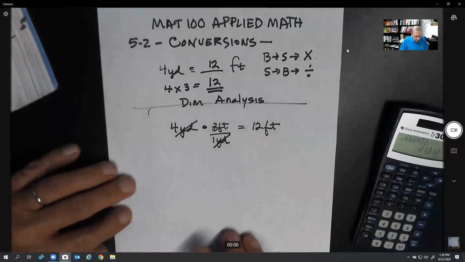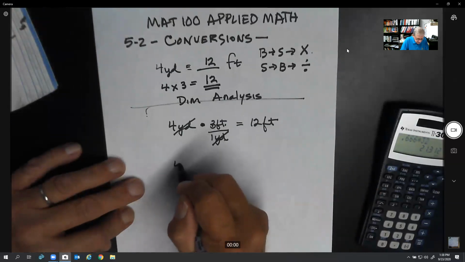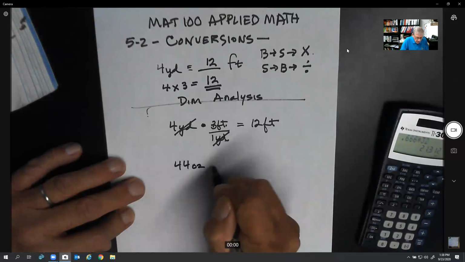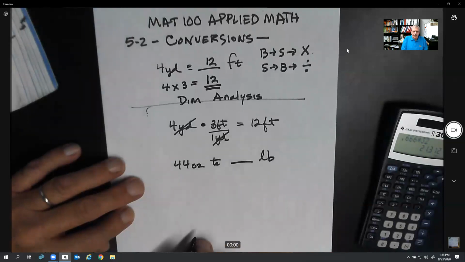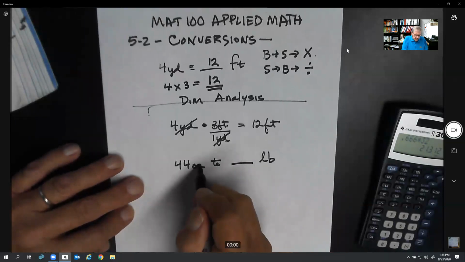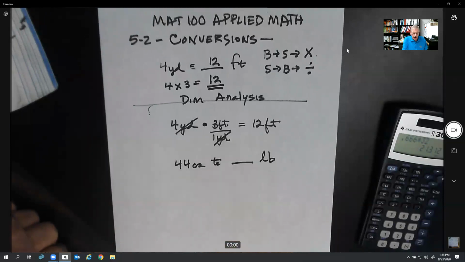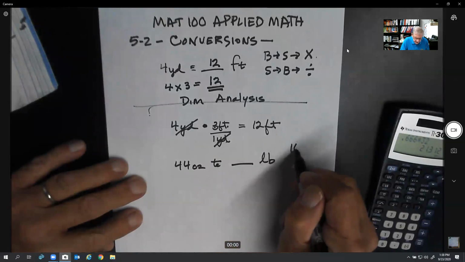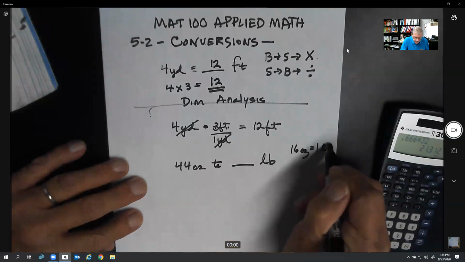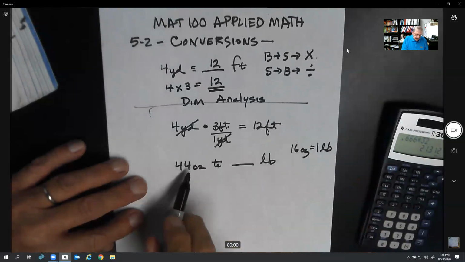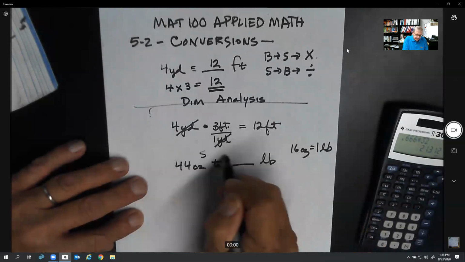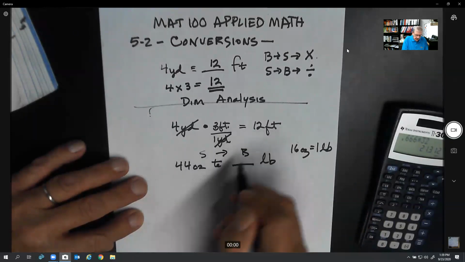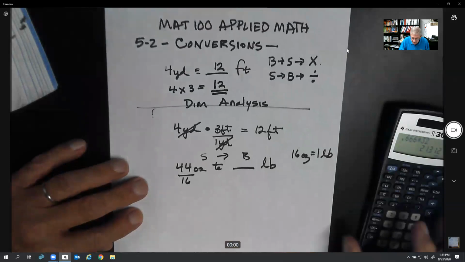Let's say we want to change 44 ounces to pounds. An abbreviation for pounds is LB, and for ounces, OZ. So we're going to change 44 ounces to pounds. And we know there are 16 ounces in a pound. It looks like ounces is a lot smaller than pounds, so we're going small to big. So we're going to divide.